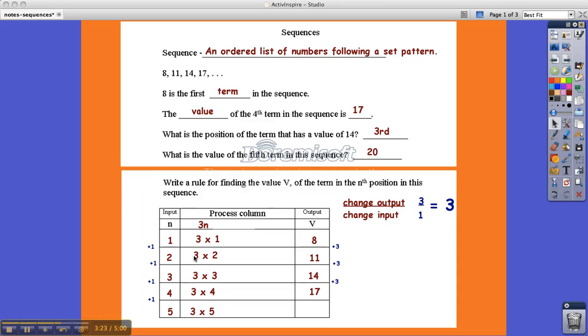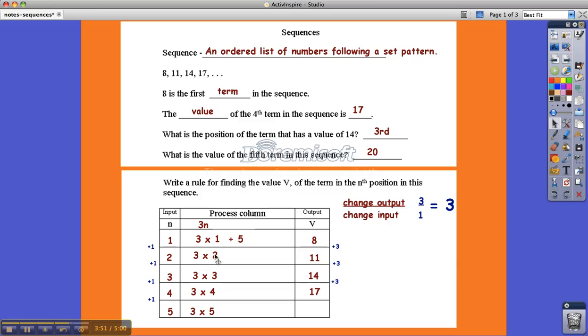So we have 3 times 1, 3 times 2, 3 times 3, so on and so forth. Now tell me, does 3 times 1 get me the value I want? What is 3 times 1? Yes, 3 times 1 is 3. So what do I have to do to the number 3 to make it 8? Well, 3 times 1 gets me 3, so I have to add 5 to 3 to get 8. 3 times 1 is 3, plus 5 is 8.